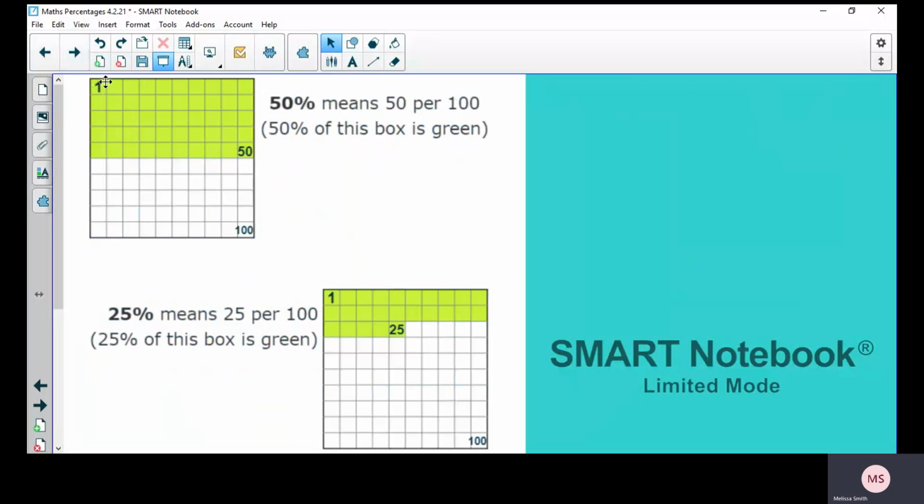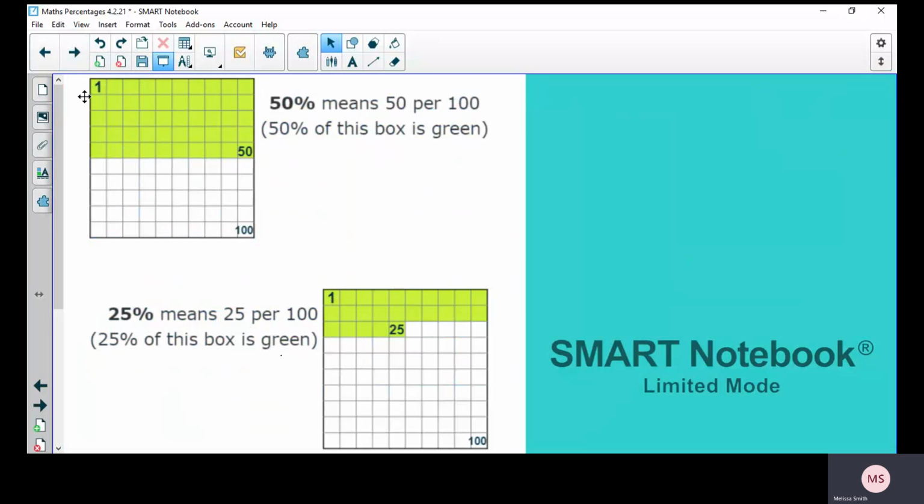Let's look at this one here. How many do I have in total? Well, I've got 50 out of my total 100, which means as a percentage, I've got what? I've got 50%. And you can see here for this one, I have got 25 green out of my whole, which is 100. So I've got 25%.